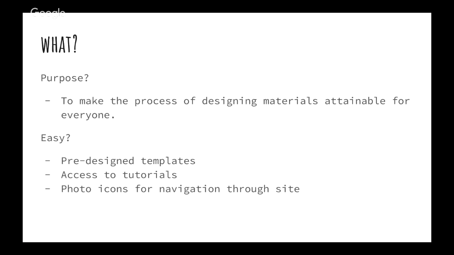The purpose of Canva is to make the process of designing materials attainable for everyone. It is easy because there's pre-designed templates, so you don't have to go through and create your own template, and it just takes a lot of time. They're already pre-designed, you just click one and start. There's also access to tutorials, which helps you go through how to create a material. And there's photo icons for navigation through the site, which is easier than having to read everything continually.